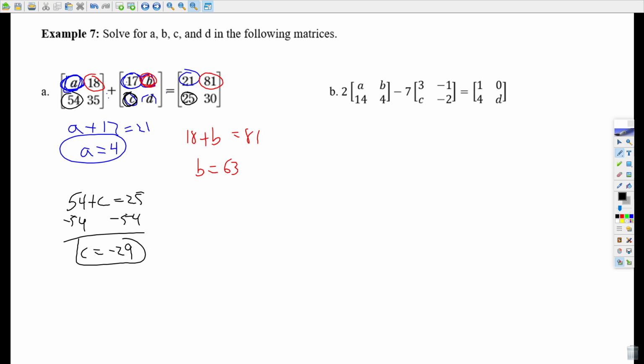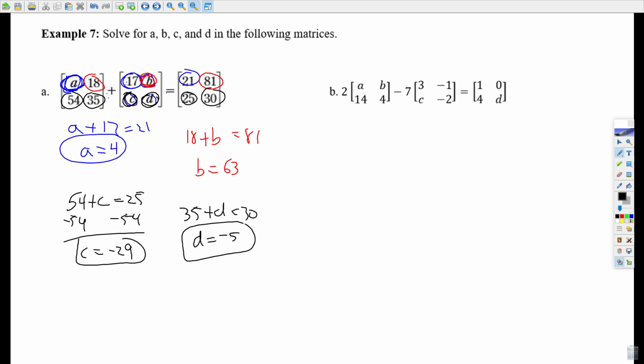And then the last one we do as well, D, 35 and 30. 35 plus D equals 30. And clearly that should be, if you look at it, negative 5 to drop it down to 30. Okay, and we have one last one.